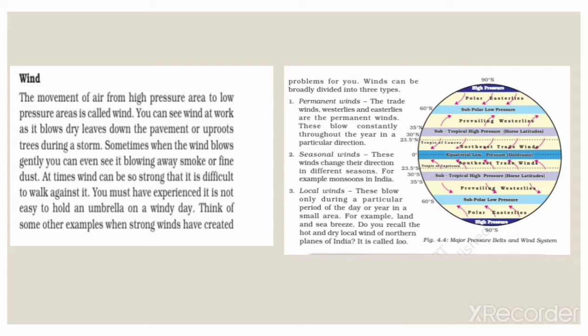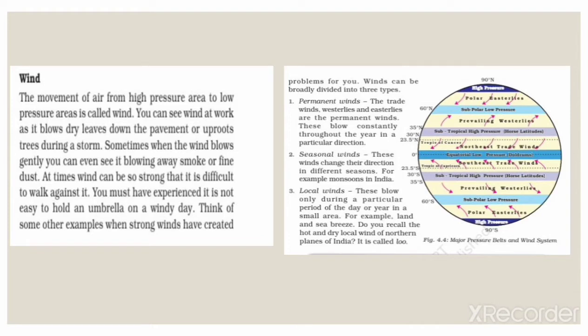Now, the second one is seasonal wind. As their name suggests, these winds change their direction in different seasons. For example, the monsoon in India. As I told you, the southwest monsoon brings rainfall to India. Then, the local winds. These blow only during a particular period of the day or year in a small area. For example, land and sea breeze.